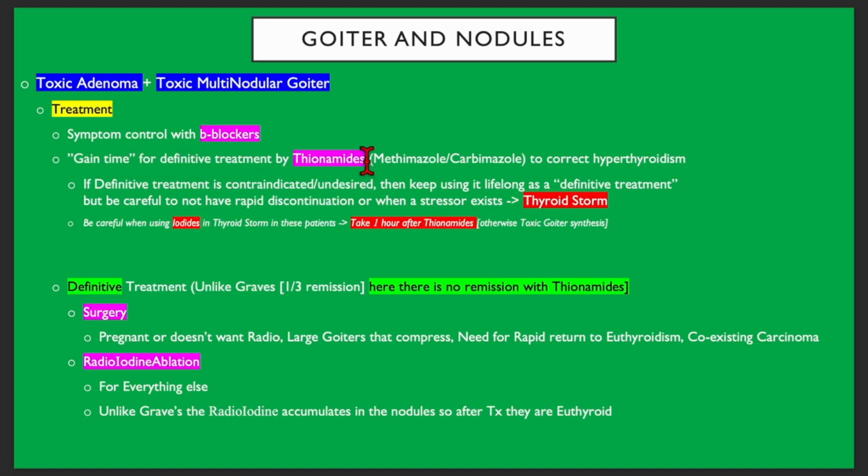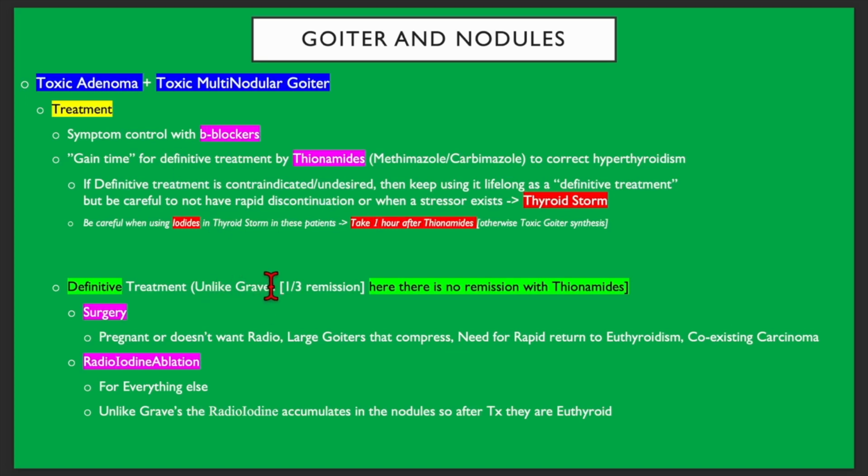Be careful because if you give iodides to stop the thyroid storm, you know that giving the iodide is going to make more synthesis because it's toxic goiter. So we have to give the thionamides and then after 1 hour give the iodides in case there is thyroid storm. Why do we say that we have to gain time? It's not a definitive treatment.